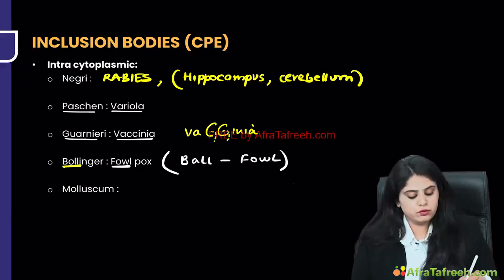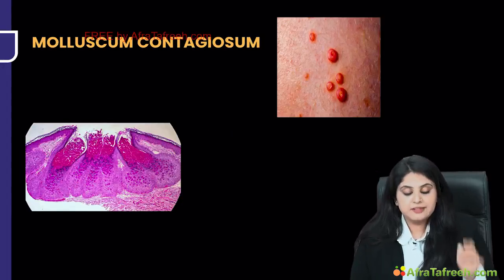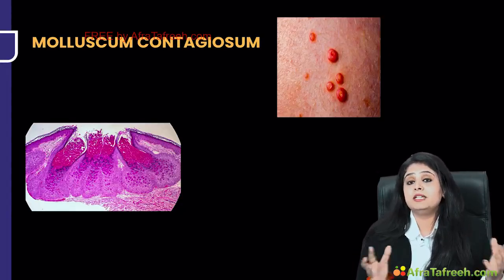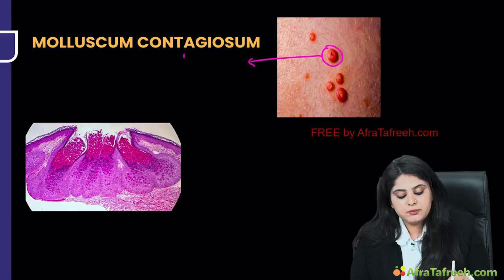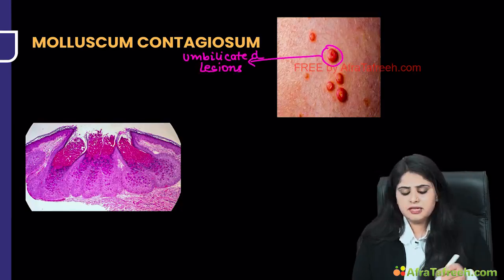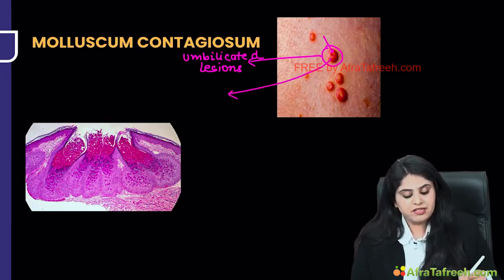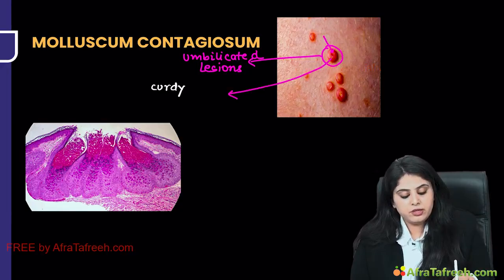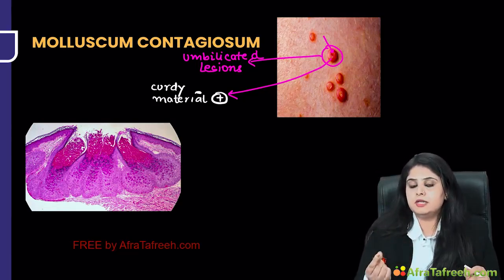Molluscum contagiosum shows you what bodies? Molluscum contagiosum, let me show this to you separately. This is a case of molluscum contagiosum and I am integrating this with dermatology also. Molluscum contagiosum usually presents with umbilicated lesions. Umbilicated means there is a depression in the center. Why? Because if you press it, some curdy material is going to be extruded. So it is a small depression, and if you press it, some curdy material will come out.